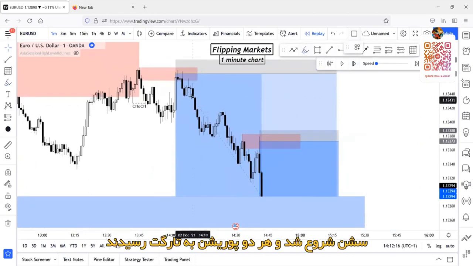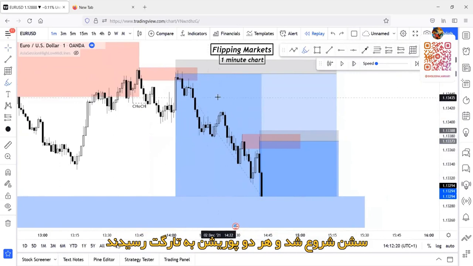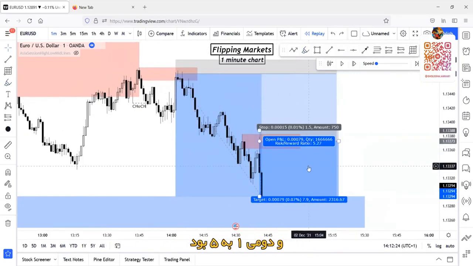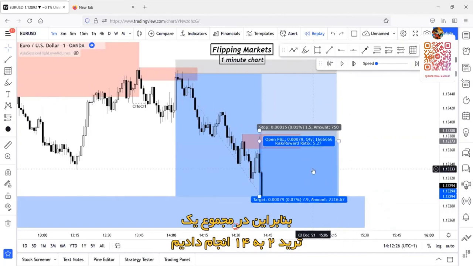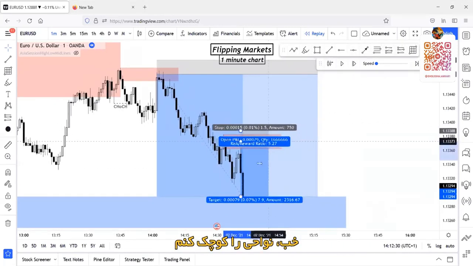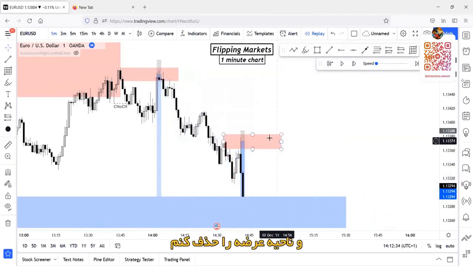So the session has just started, and double TP did hit. First one for 1 to 9 risk reward, second one for 1 to 5 risk reward. So overall 1 to 13, 2 to 13 risk reward booked. Okay, let's just close these zones and remove the supply zone.